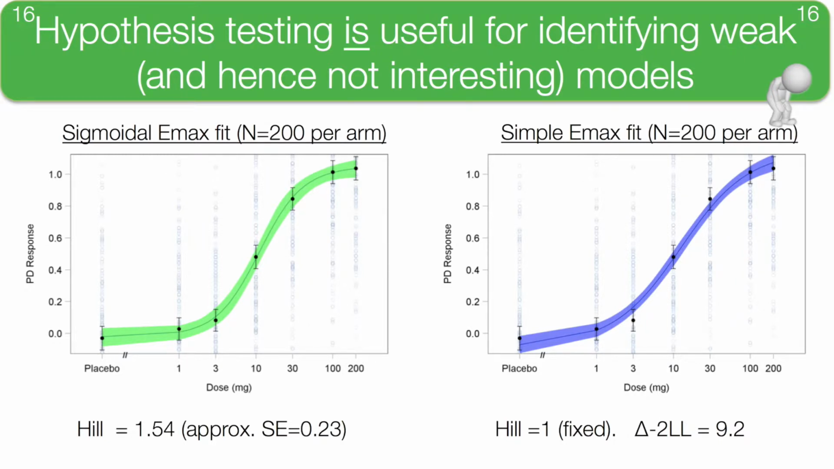So what is hypothesis testing good for? Well, hypothesis testing is really useful for identifying weak and hence not interesting models. Over here, again, we have our rather beautiful sigmoidal Emax model fit based on 200 patients per arm, and we're estimating the Hill coefficient of about 1.5 with an approximate standard error of 0.23. Over here, we're fitting a simple Emax model, so the Hill coefficient is fixed to 1. The change in -2 log likelihood between this model and this model is 9.2. So it's showing that this is a better model than the simple Emax model fit.